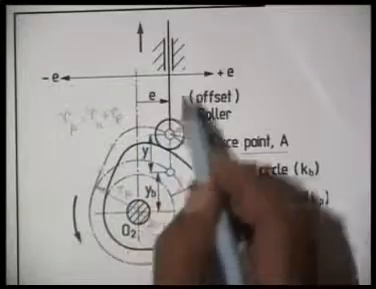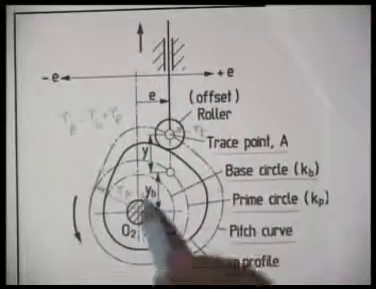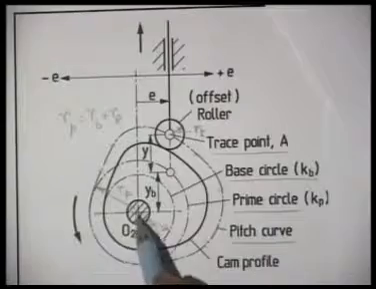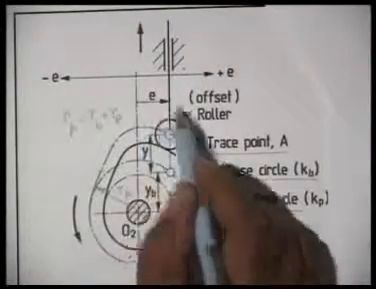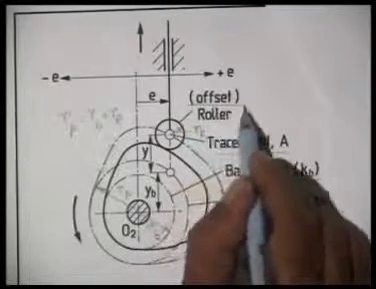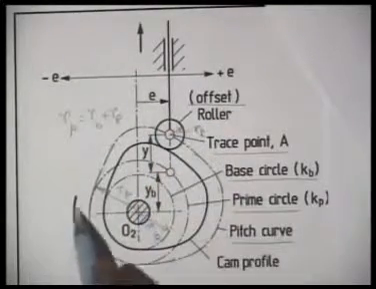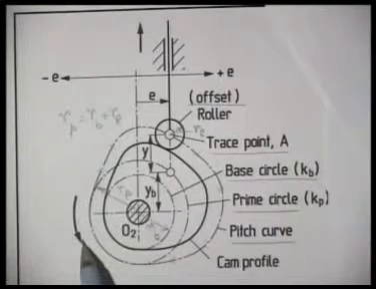And this distance, that is, the vertical line through this camshaft center and this vertical line of the follower movement, this distance is called offset. This is the positive offset for counterclockwise rotation.